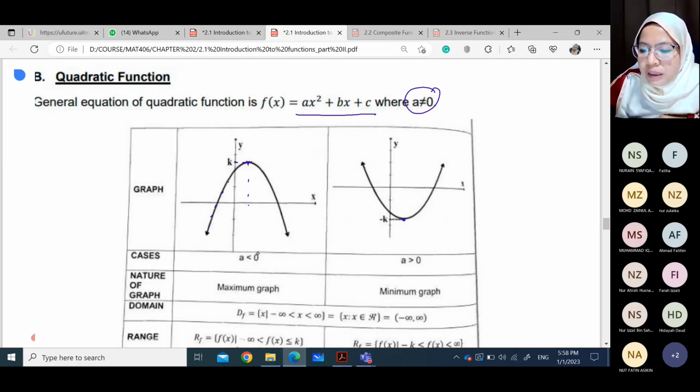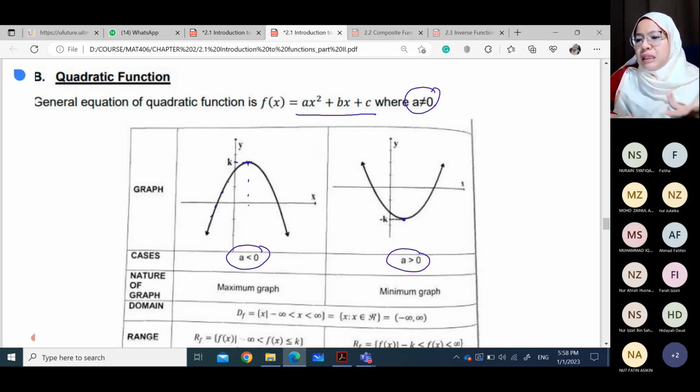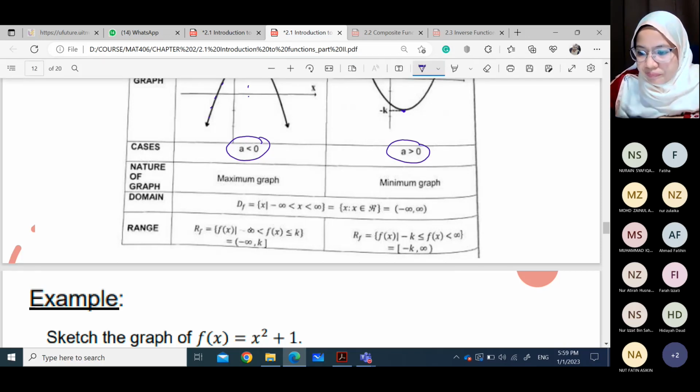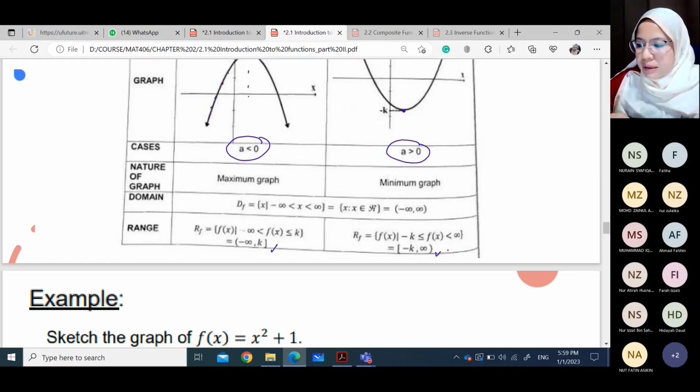So case untuk maximum graph, bila a less than 0, then we will have a maximum graph. And if a greater than 0, then we will have a minimum graph. So the domain for this graph can be any real number. Maksudnya nilai-nilai x, kita boleh masukkan apa saja nilai x tu. Dan kita akan dapat range dia. Okay, so untuk range, negative infinity to k ataupun k to infinity. Alright, ini adalah range dia. So for domain, it can be any real number.